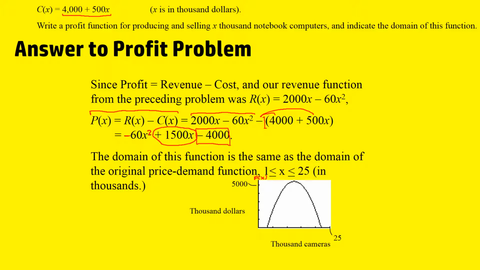And so what this shows is that there's an optimal number of, they say cameras here, but wasn't it notebook computers? Yeah, so not cameras, notebook computers. There's an optimal number of them. That's going to be another problem. But if you produce and sell too many, your profit will be affected.